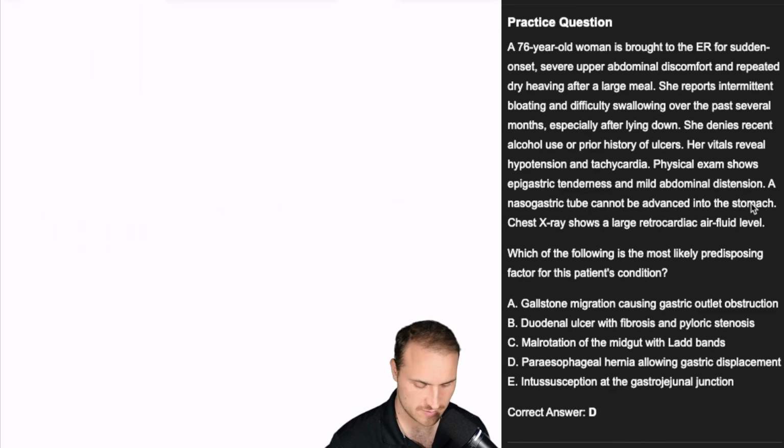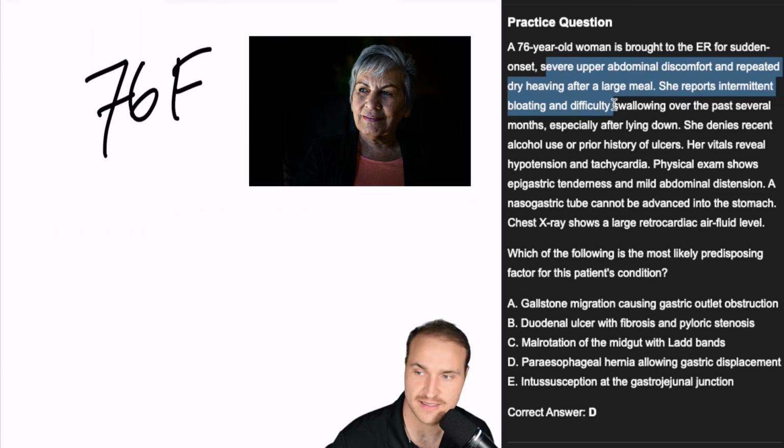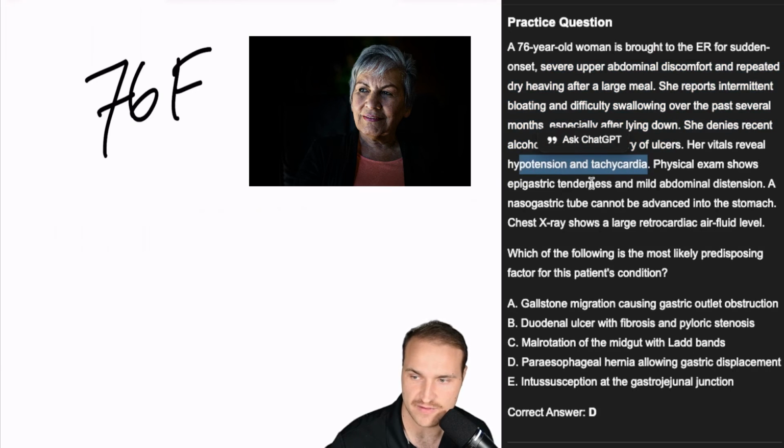Okay, for our next question, we have a 76-year-old woman. She's brought to the emergency department for sudden onset, severe upper abdominal discomfort, and repeated dry heaving after a large meal. She's got intermittent bloating, difficulty swallowing, especially after lying down. She denies recent alcohol use or prior history of ulcers. Vitals show hypotension and tachycardia. Physical exam has epigastric tenderness and mild abdominal distension.